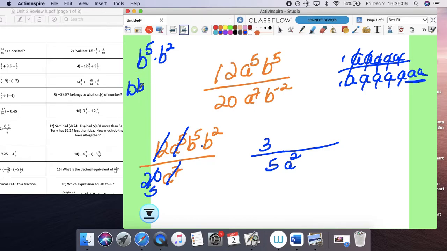I have 1, 2, 3, 4, 5. B times B times B times B times B. Guess what? Times 2 more. That's what this says right here. And what is that equal to? Well, it's just B to the 7th power. Remember, bases are the same. We're multiplying. We keep the base. We add the exponent.